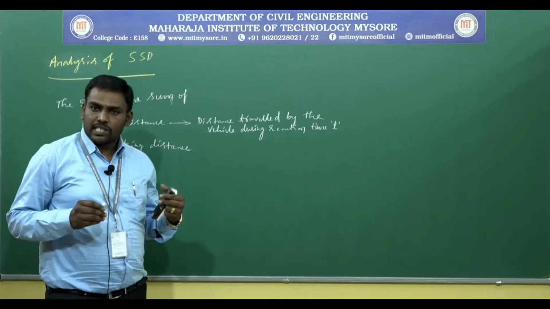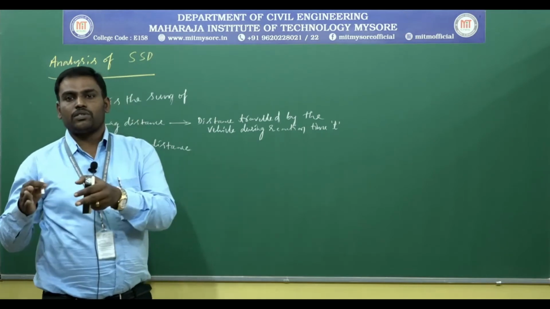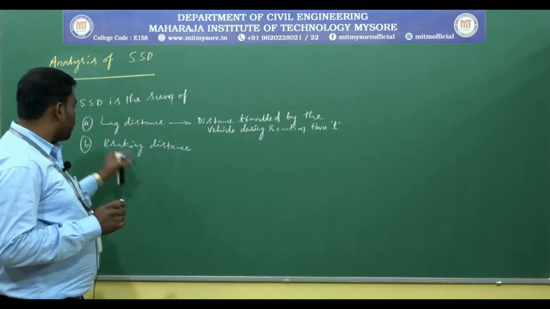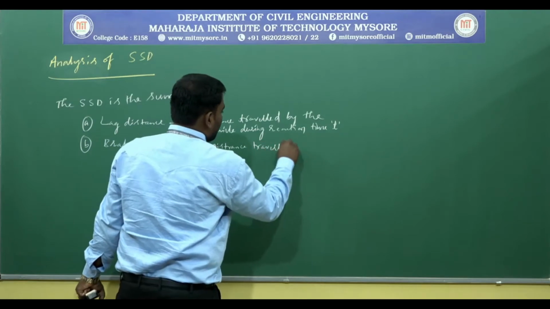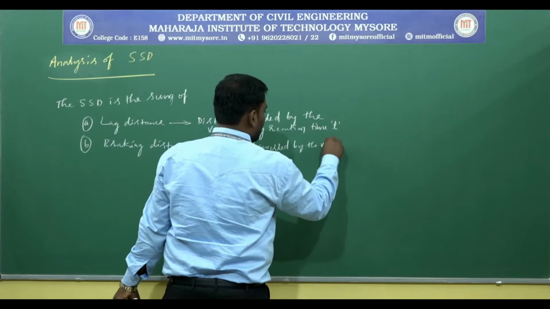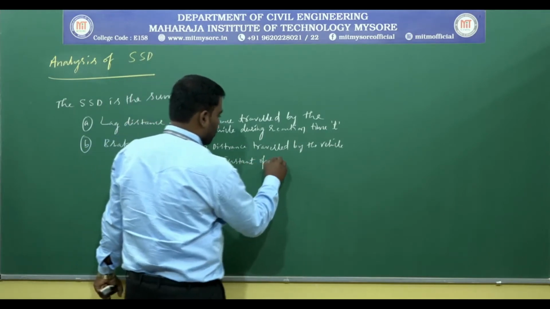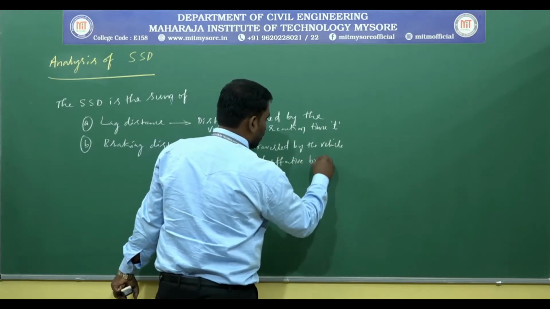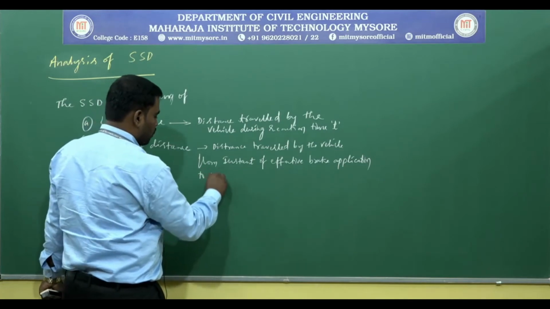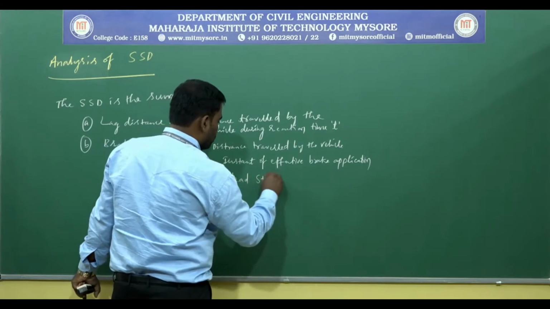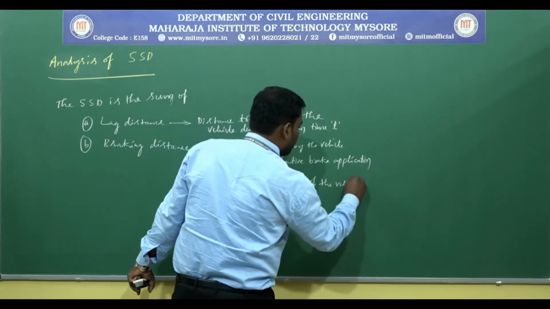And the braking distance is the distance travelled by the vehicle from the instant of the effective brake application to the instant the vehicle comes to a dead stop position. That is the braking distance.